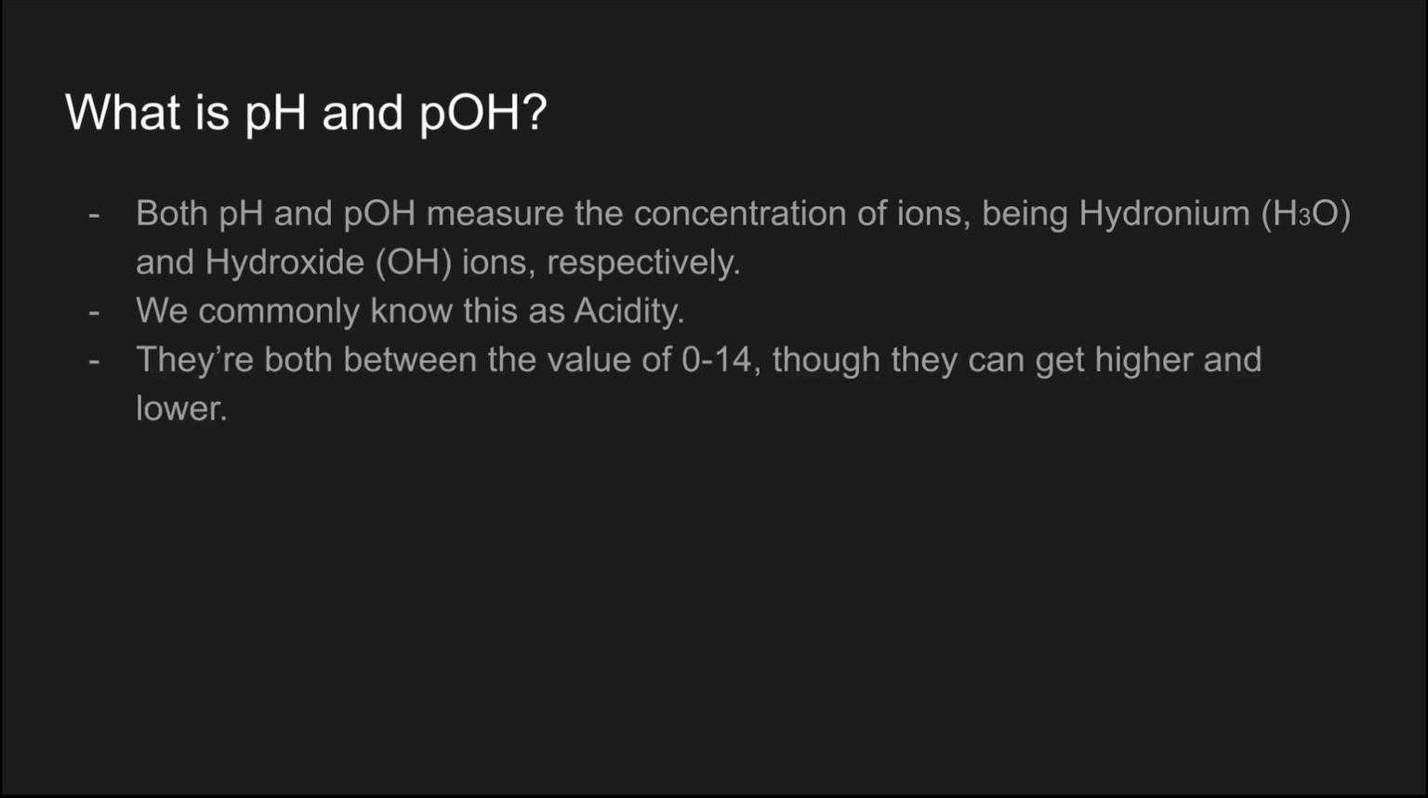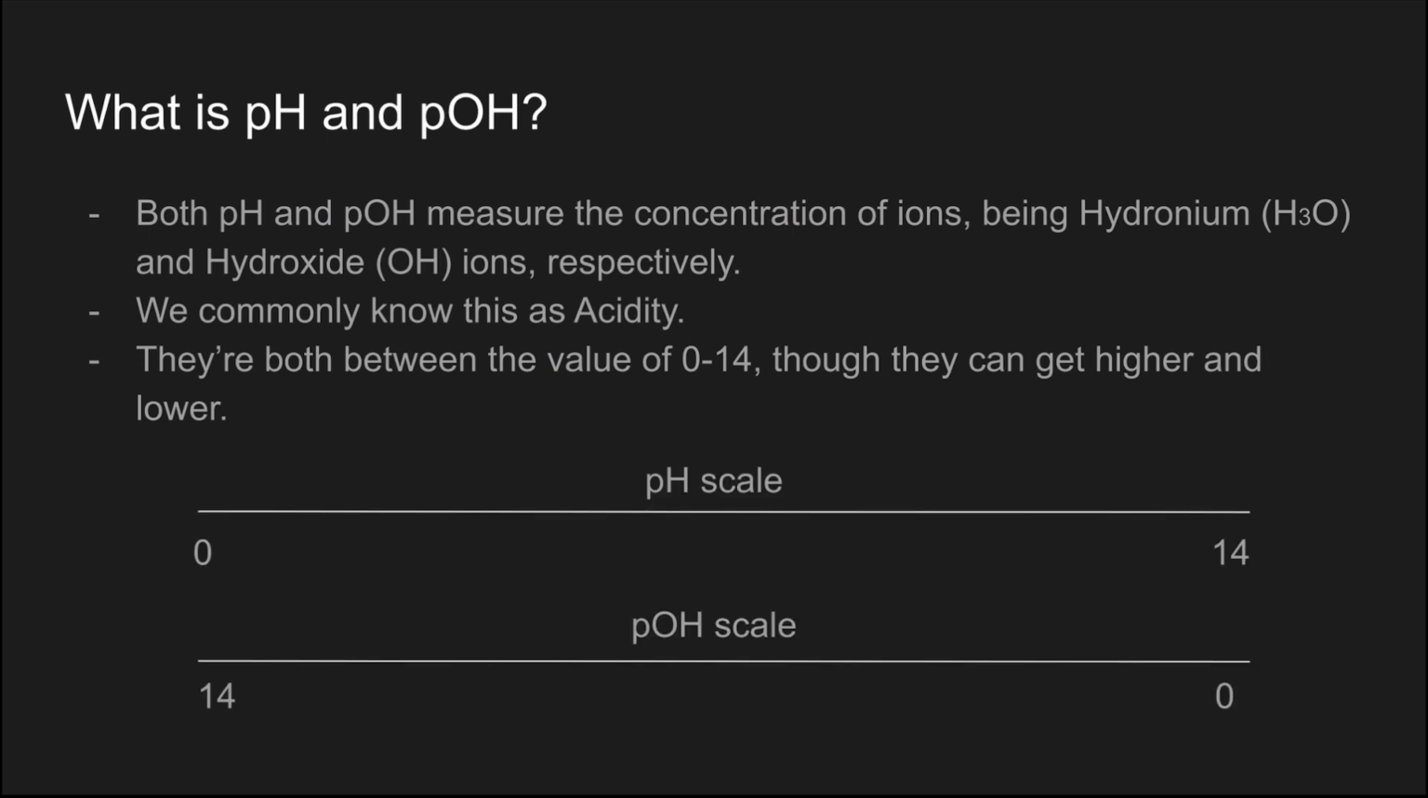Both pH and pOH values are typically in the range of 0 to 14, so they can get higher or lower. So here's the scales as shown below. Notice how they're opposite of each other, or inverse. So we have something like orange juice. That would be closer to 0 on the pH scale, but closer to 14 on the pOH scale. Again, because they're inverse. On the other hand, baking soda, which is very basic, would be slightly higher on the pH scale and lower on the pOH scale.